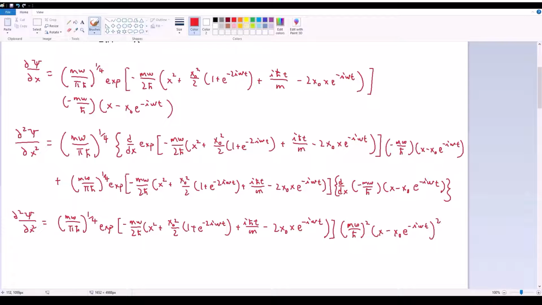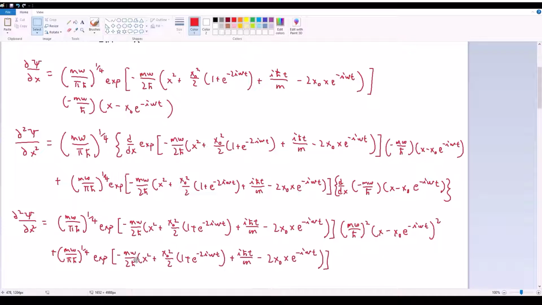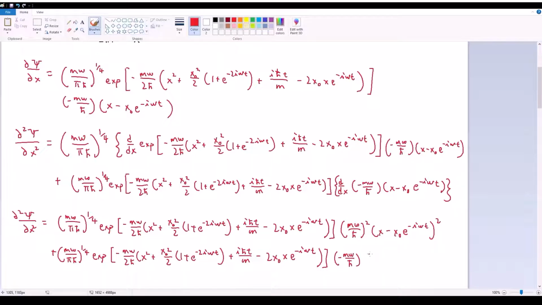At the bottom, we have plus (mω/πħ)^(1/4), and then the same exponential, which I really don't want to write anymore, so I'm just going to copy paste, which is probably what I should have done at the very start, multiplied by the derivative, which is going to give us negative mω/ħ multiplied by 1 minus 0, so actually just multiplied by 1.